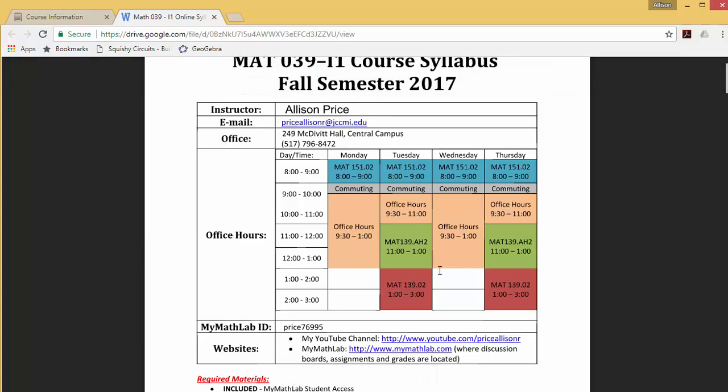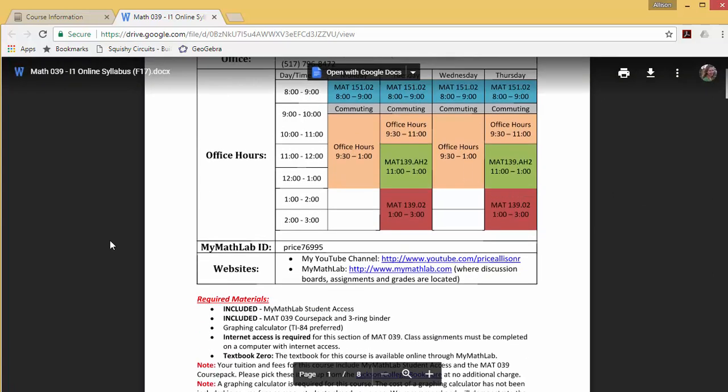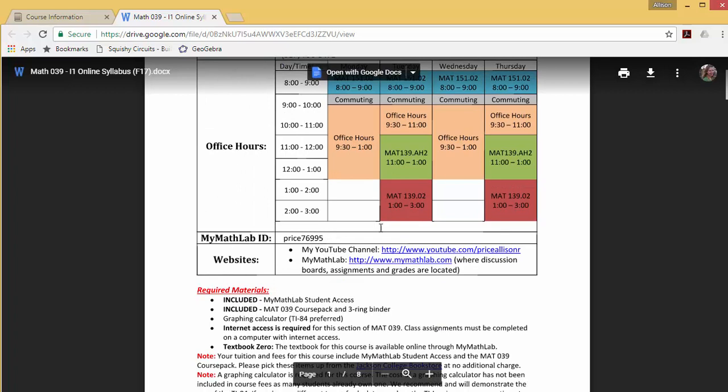Below you see a current snapshot of my office hours. Anytime that you see that I am in class, obviously I will not be able to respond to either email or phone calls. I will try my best to get in communication with you if you do try to contact me.